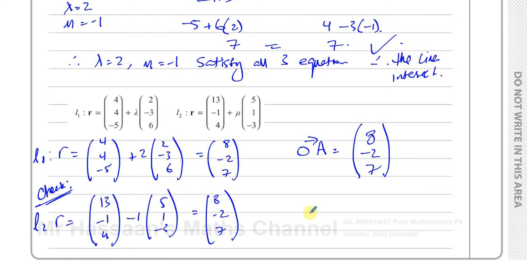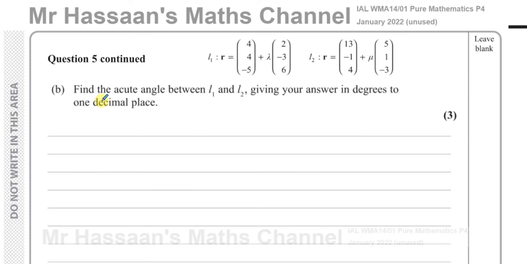Sometimes they say find the coordinates, in which case you'd write it in this form: 8, minus 2, 7. That's the coordinates of A. But the question doesn't ask us to do that. It asks us to find the position vector of A. So there is the answer to that question. Okay, now for part B.